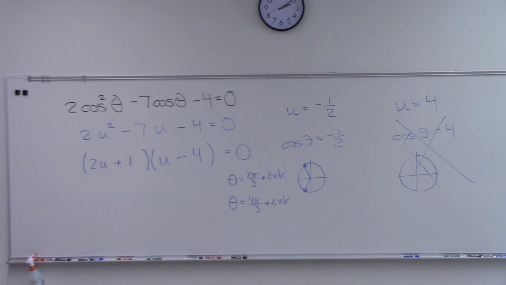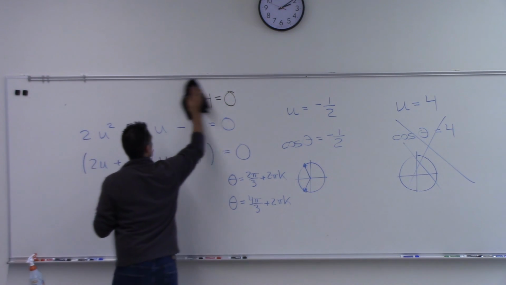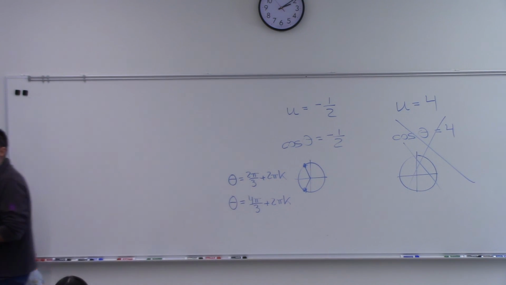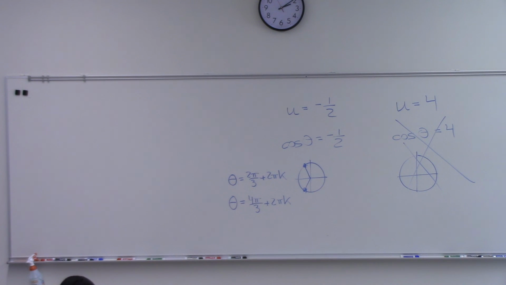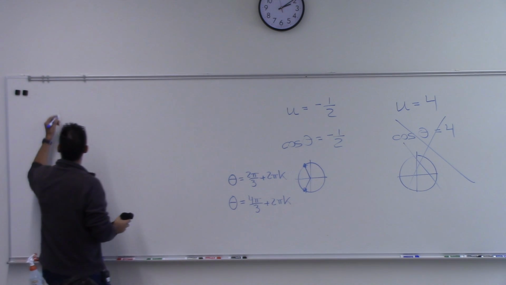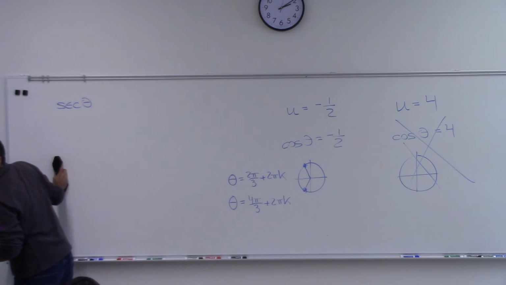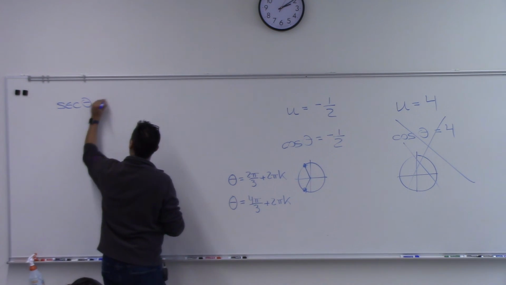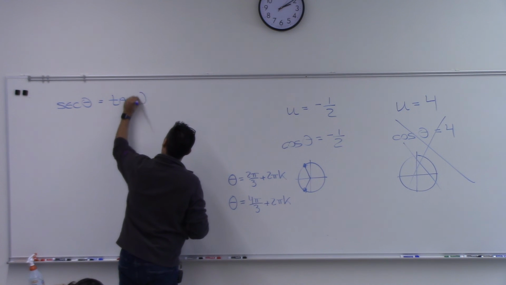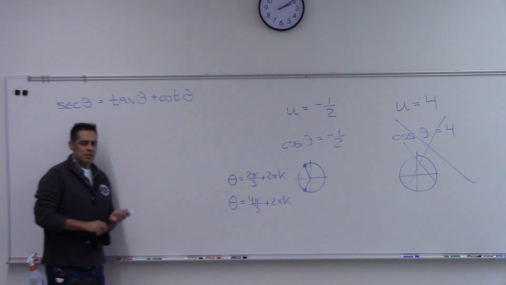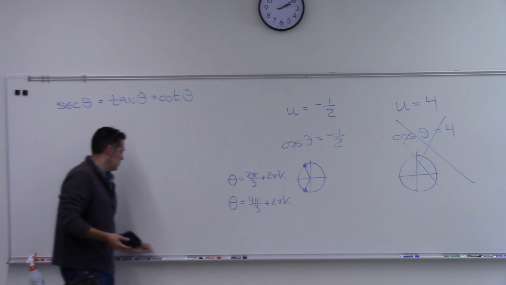All right, let's try this one. Number 84 is the last one. It looks bad. Secant theta equals tangent theta plus cotangent theta. Solve this. Give me the general solutions to this equation.